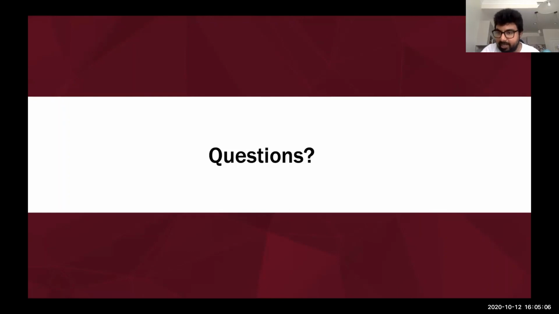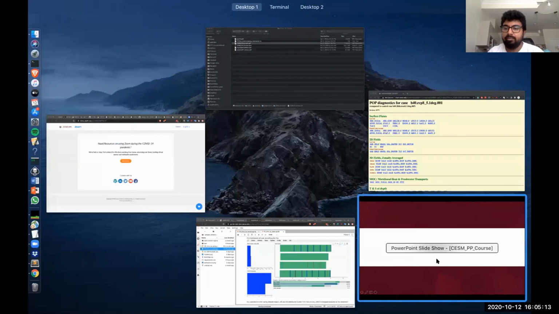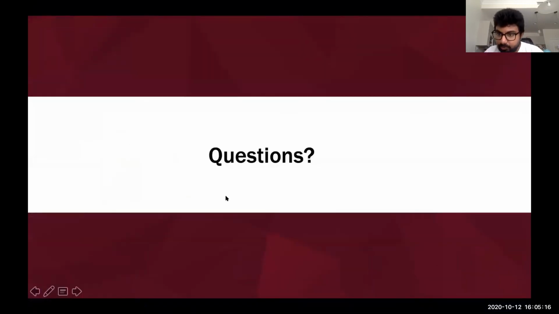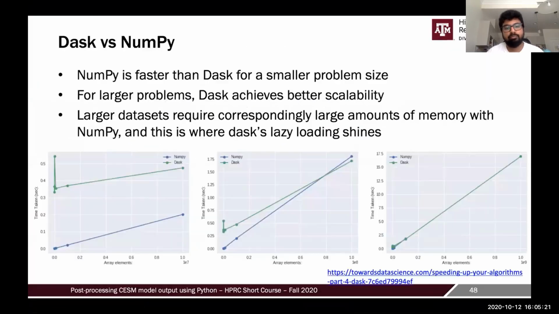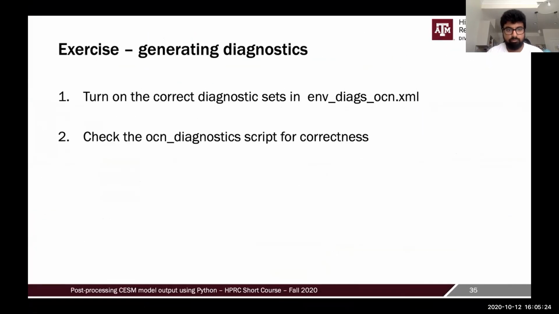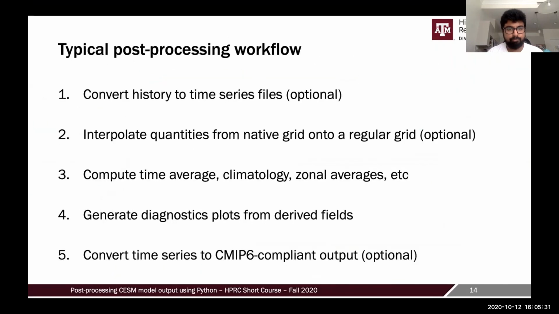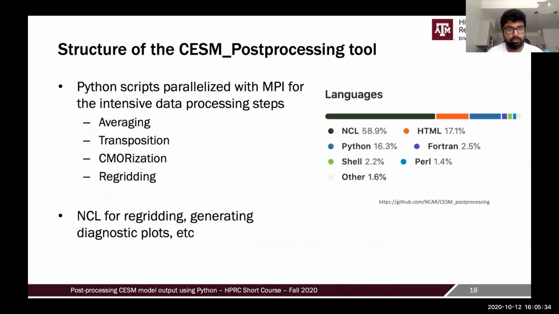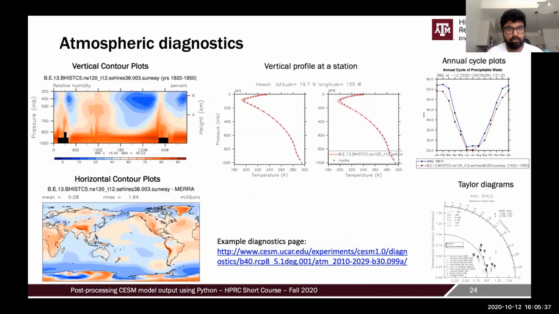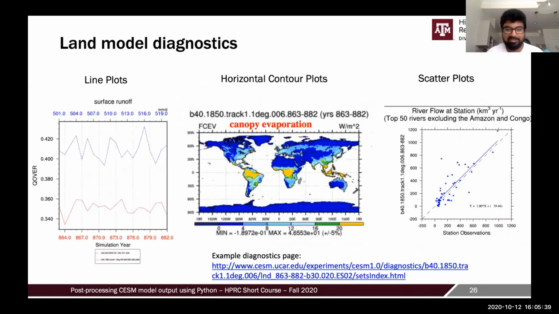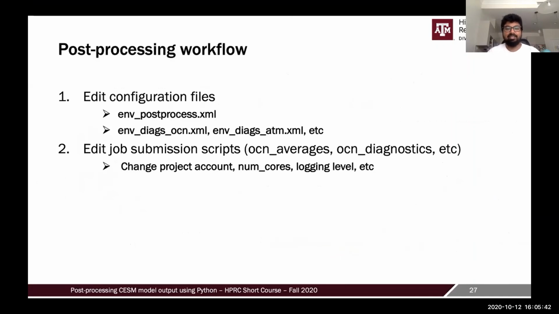Okay, so Jason asks about generating averages, editing the env_process.xml and env_diags.xml. That's a good question. Let me go back. Where was this? Slide 32. Okay, thank you. I think it's here.